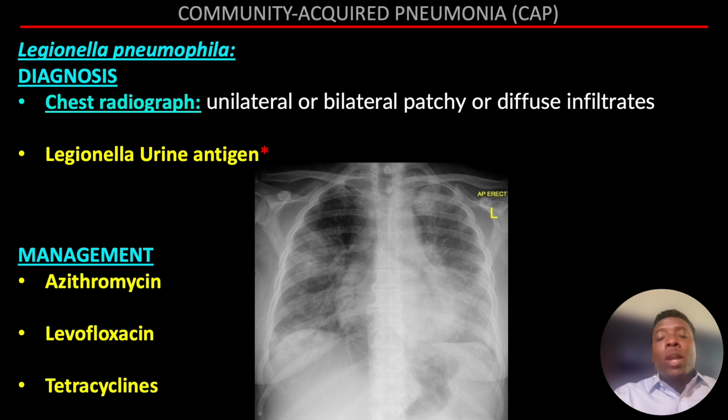Now, again, in terms of radiographs, it looks just like all the other atypical organisms. So they can either have unilateral or bilateral patchy diffuse infiltrates or that classic reticular nodular pattern that's seen with many causes of an atypical pneumonia. Now, because this bacteria is very specific, it has a very specific treatment. Your three options to treat someone that has Legionella pneumonia are azithromycin, levofloxacin, or tetracyclines.